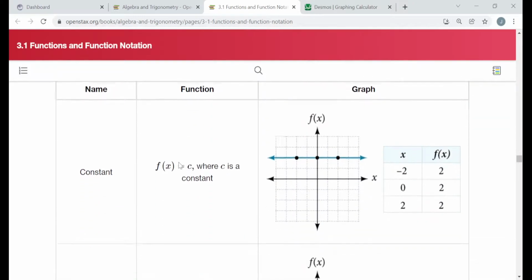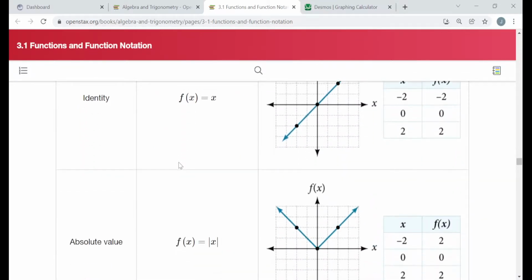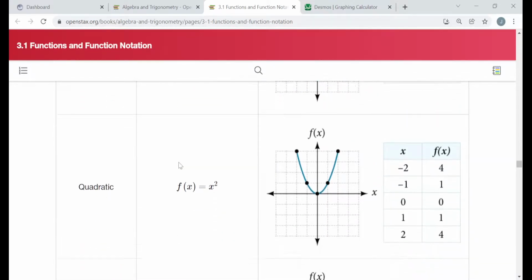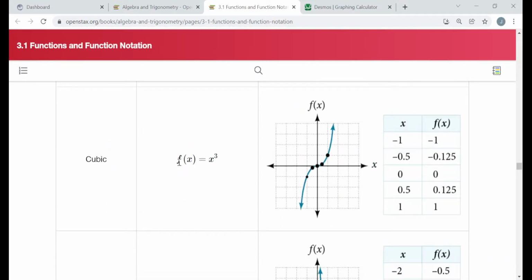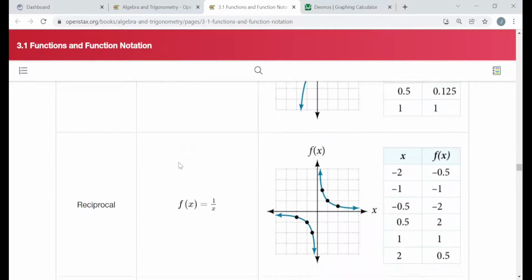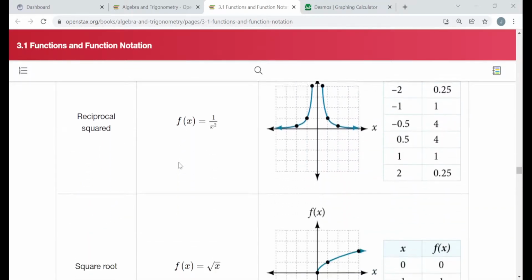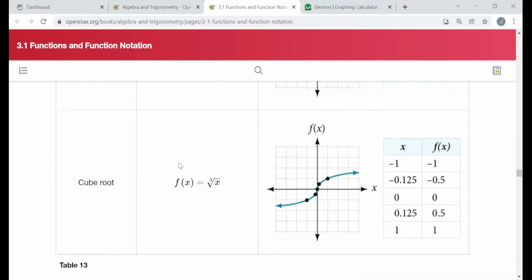So you've got the constant function, identity function, absolute value function, basic quadratic function or the square function, the cubic function, reciprocal, reciprocal squared, square root, and cube root.